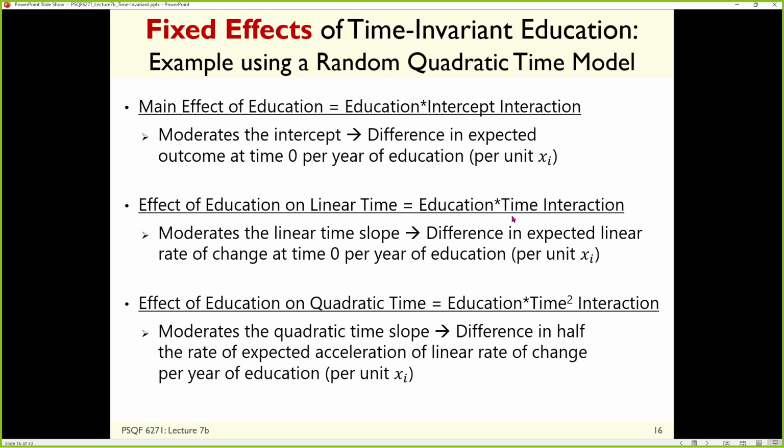So that's what the pictures were showing earlier. That moderates the time slope, so that fixed effect would tell me the difference in the expected linear rate of change, not the intercept, the rate of change per year of education. And I can do the same thing with the quadratic slope. That fixed effect would tell me half the difference in the rate of acceleration or deceleration per unit education.